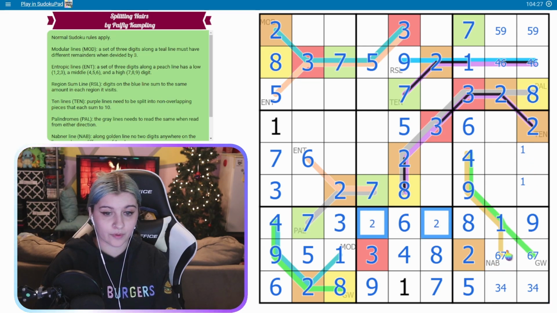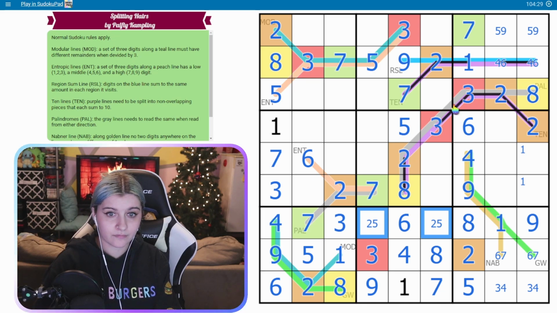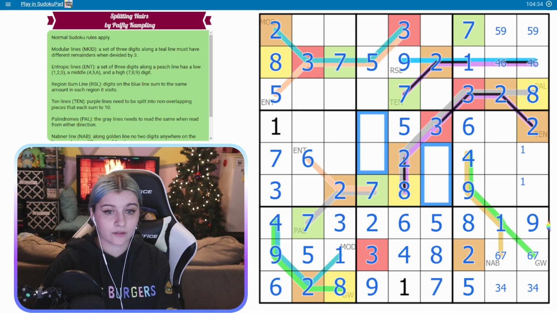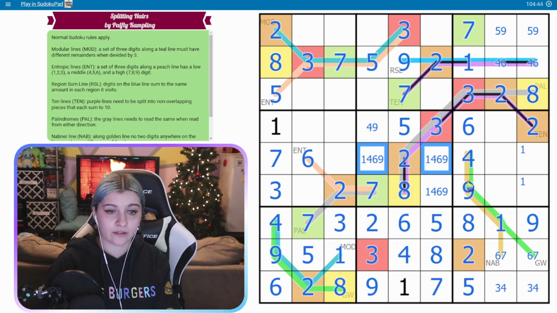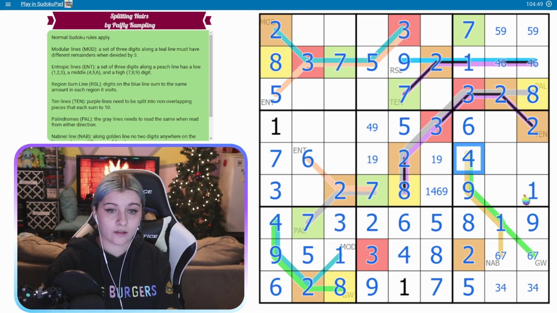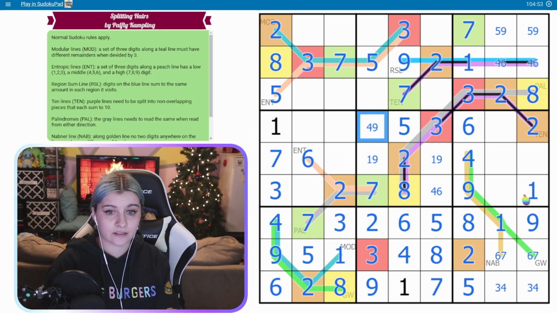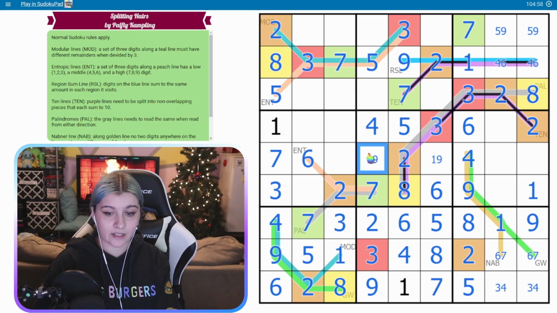1, 2, 3, 4, 5, 6, 7, 8, 9. 5 goes here. This is a 2. This is a 5. 1, 2, 3, 4, 5, 6, 7, 8, 9. 6 can't go here, or a 1, so that's a 4, 9. 4 cannot go here, or a 6, so that's a 1, 9, meaning this will be a 1. This is not a 1 or a 9, it's a 4, 6, and this is not a 9, so it's a 4, so this is a 6. This is a 9, so this is a 1 actually, and this is a 9.